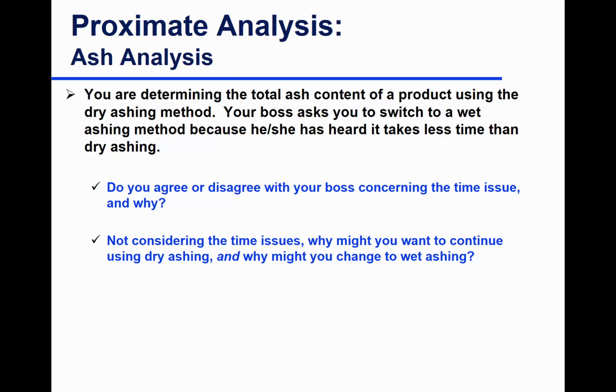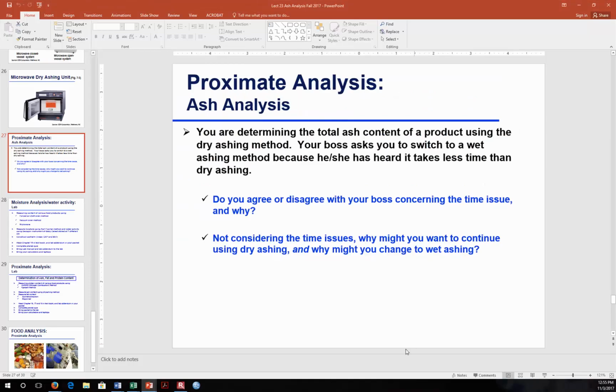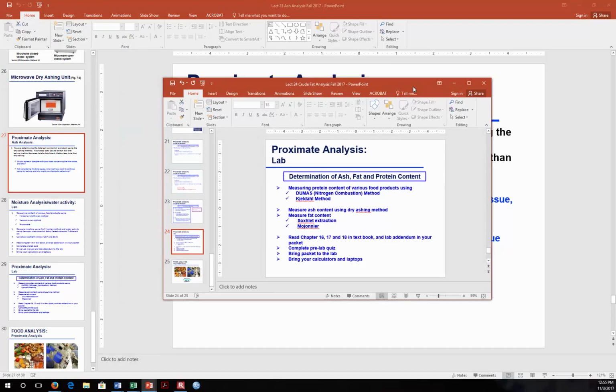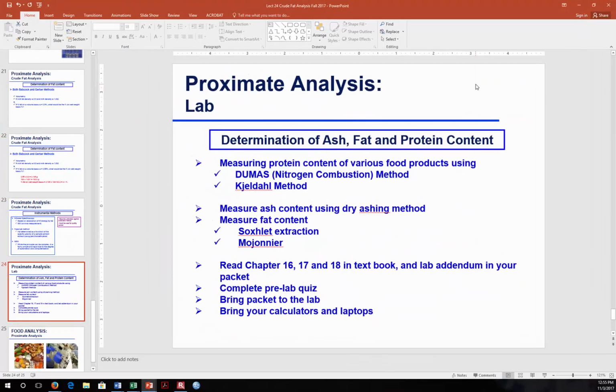What might you change, or why? Why might you change to wet ashing? We said that only if you are after a certain mineral content rather than total ash. Okay. That's it. Turn in your sheet of paper with the calculations from last time to get the extra credit. You can do that at the end of lecture.